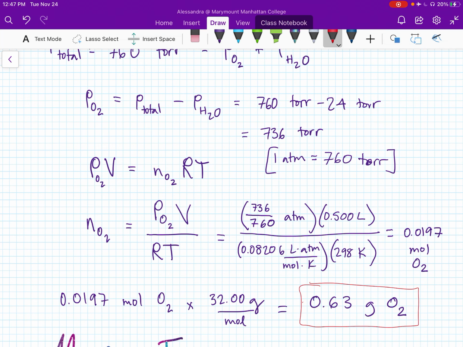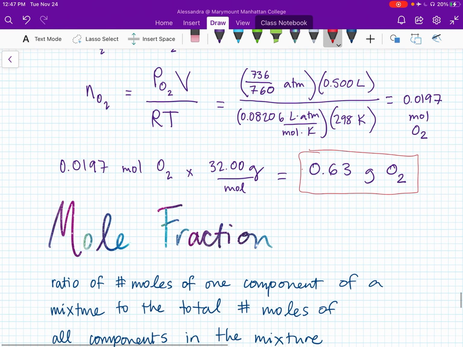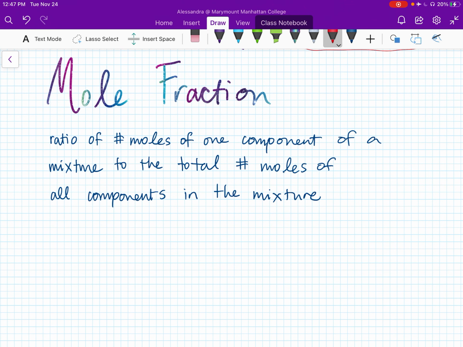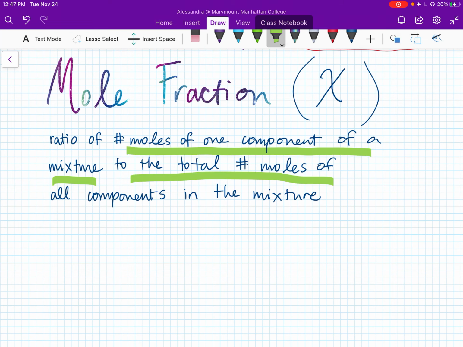Okay, now I would like to talk about another application of Dalton's law, which is the concept of mole fraction. Mole fraction is a ratio that we denote with a capital Greek letter chi. It looks kind of like this weird cursive X. Capital Greek letter chi refers to mole fraction. It is a unitless ratio of the number of moles of one component of a mixture to the total number of moles of all components in the mixture.